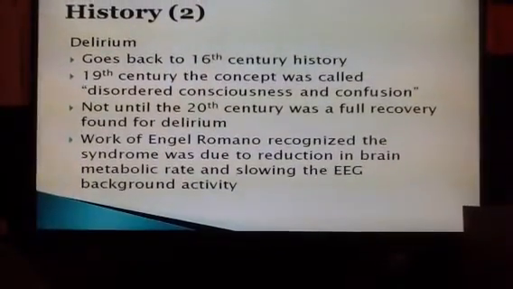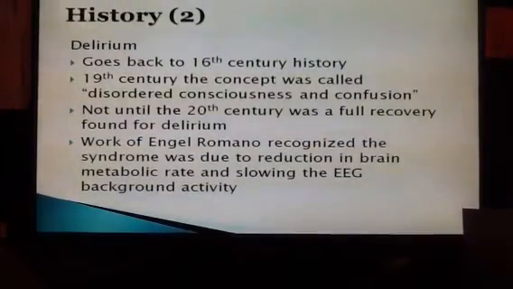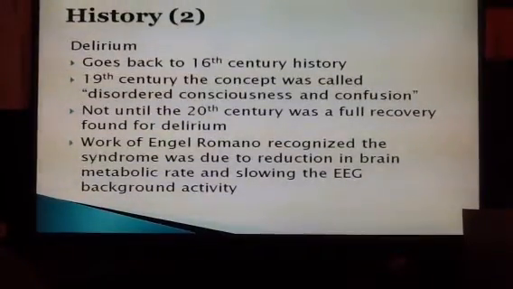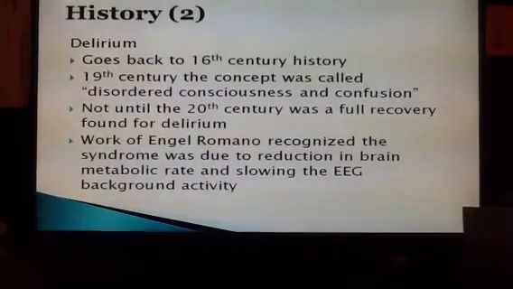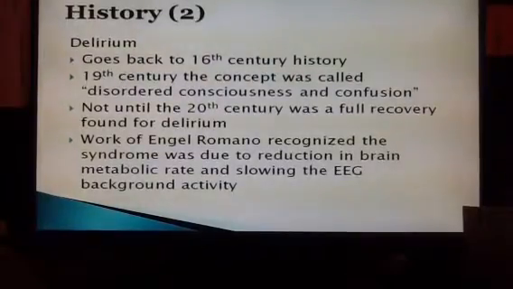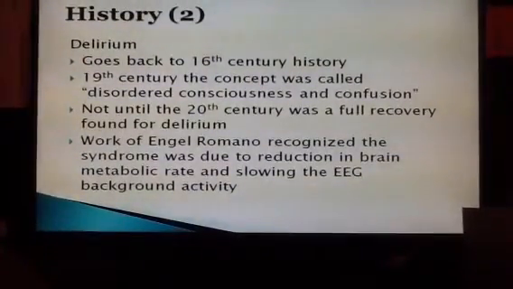Delirium goes back to 16th century history. In the 19th century, the concept was called disordered consciousness and confusion. Not until the 20th century was a full recovery found for delirium. The work of Engel and Romano recognized the syndrome was due to a reduction in brain metabolic rate and slowing of the EEG background activity.